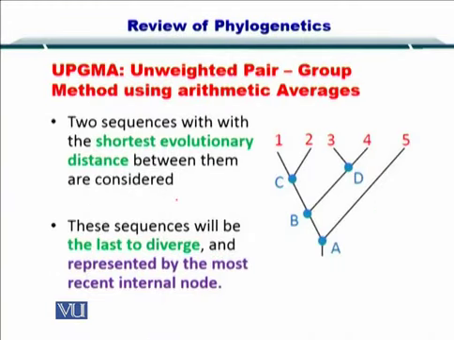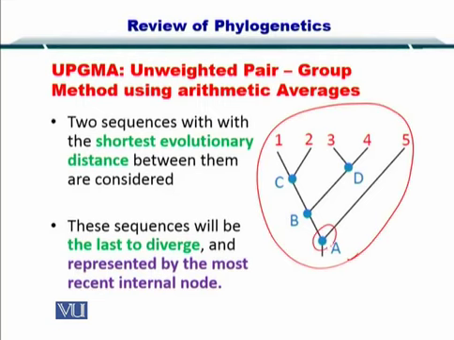So UPGMA was an algorithm that we studied in detail, and it meant unweighted pair group method using arithmetic averages, and it helped us to compute phylogenetic trees such that they were rooted and had an ancestor.